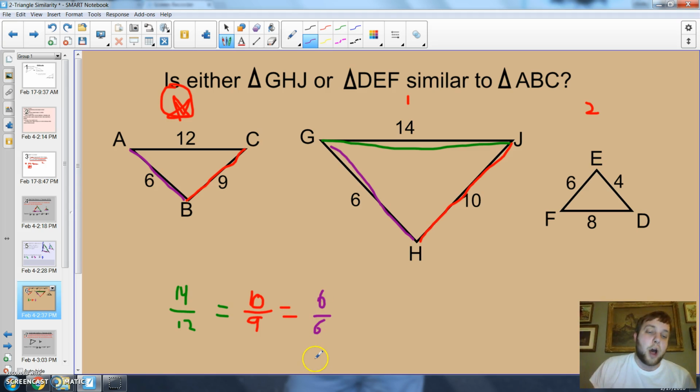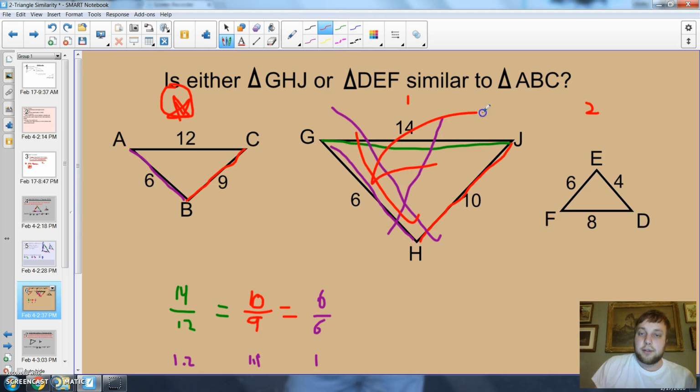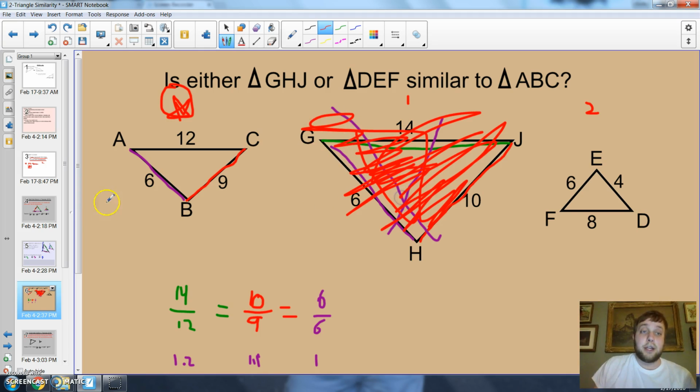6 over 6 is 1. 10 over 9 is like 1.1 something, right? And then 14 over 12 is like 1.2 or something like that. These are not alike. So this guy is not similar. I'm going to put a big old red mark on it. This guy, he's not similar. Don't marry him. Hey, star guy, don't marry this one. He's not very similar to you.